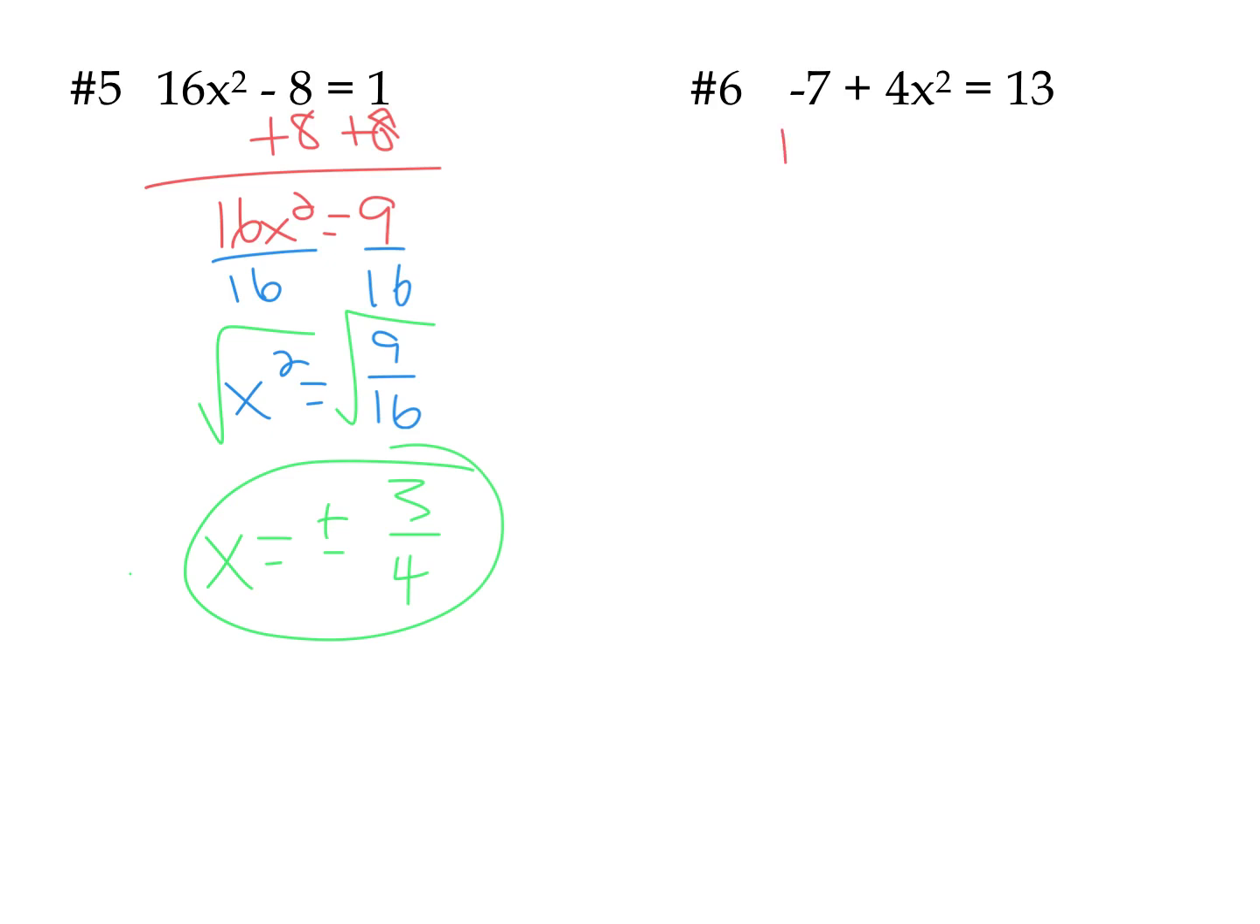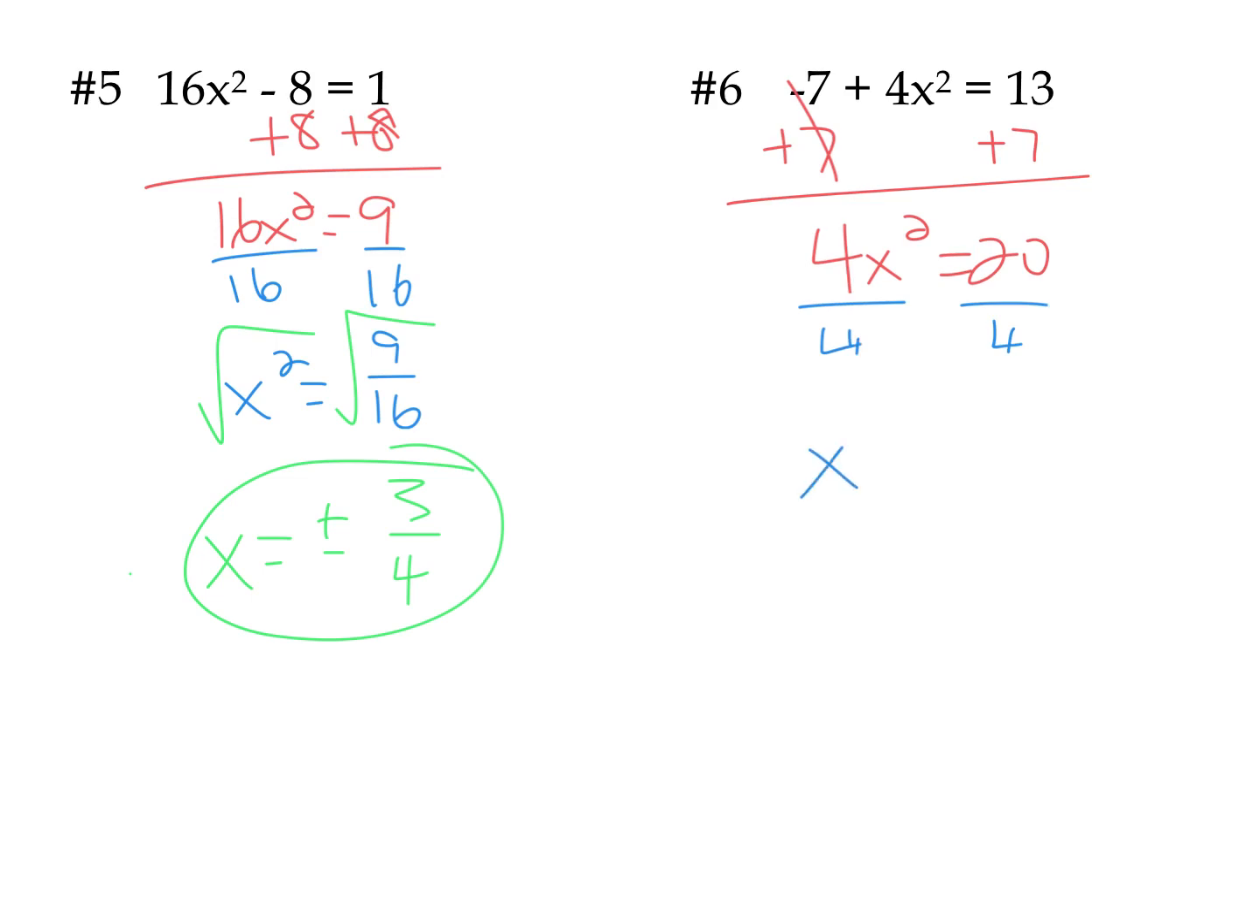In this next example, we're going to add 7 to both sides. We're trying to get this x squared by itself. And now we're going to divide by 4 on both sides. We get x squared equals 5. So in this case, when we square root, there's no exact integer solution for the square root of 5. You're not going to know a number off the top of your head that times itself gives you 5. It's going to be a never-ending decimal. It goes on forever, never repeats, never ends.